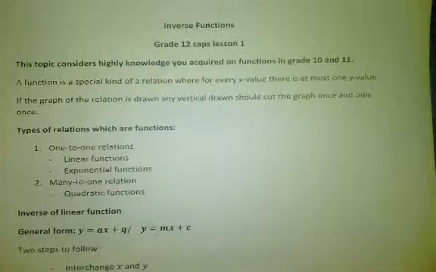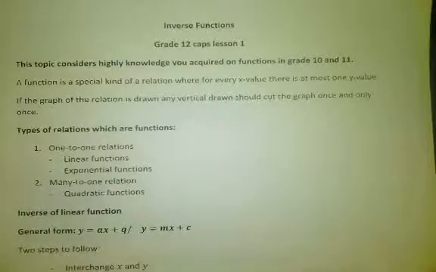Now, from the relations that are there, there are two types of relations that qualify to be functions. Number one is one-to-one relation. Now, with one-to-one relation, we are talking about the linear function and the exponential functions. For every x value, you get a y value. And then number two, it's many-to-one relation. That is the quadratic function. That means two values of x can give you one y value.